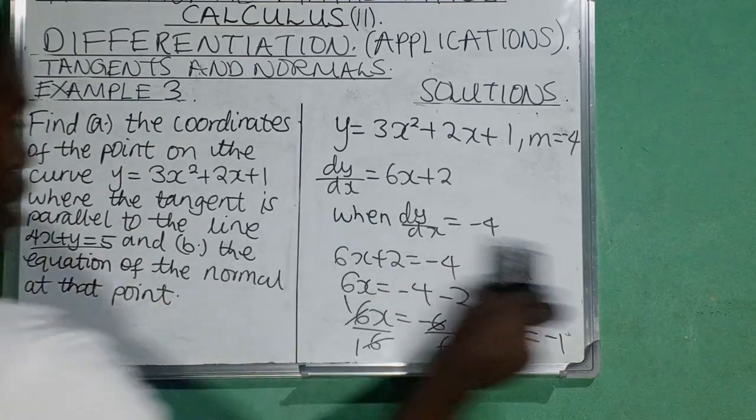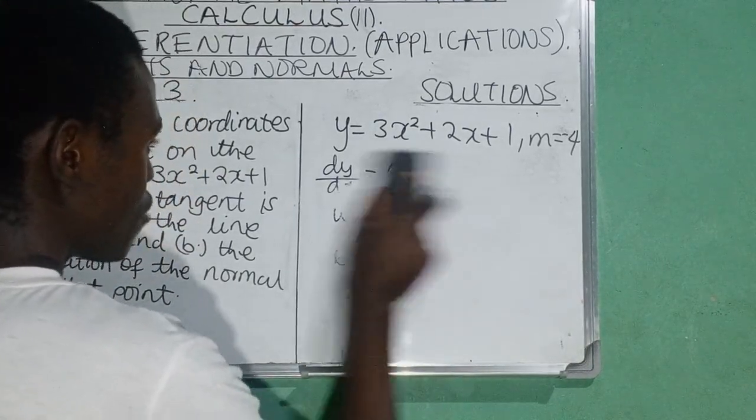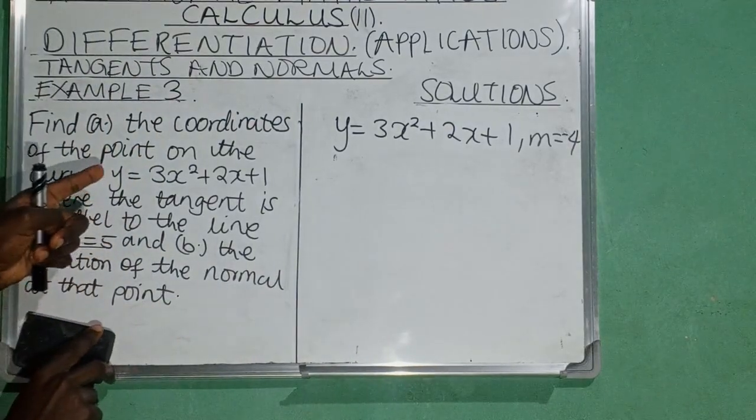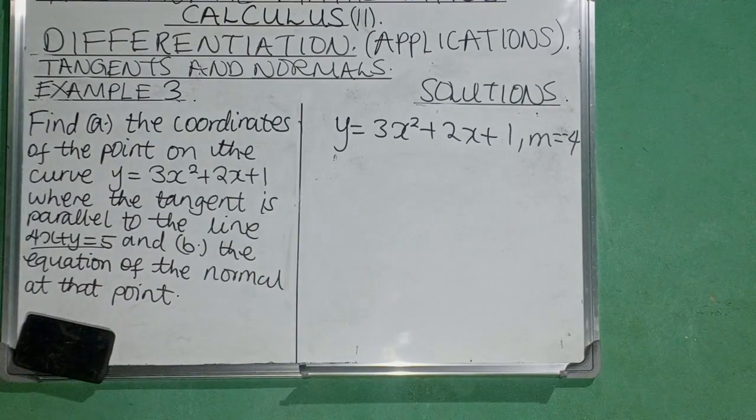So we are going to say, since we have found our x coordinate, for question A, it wanted us to find the coordinates of the point on the curve.